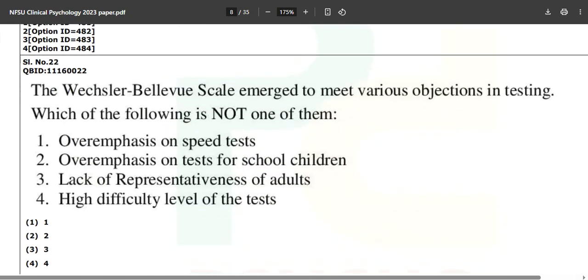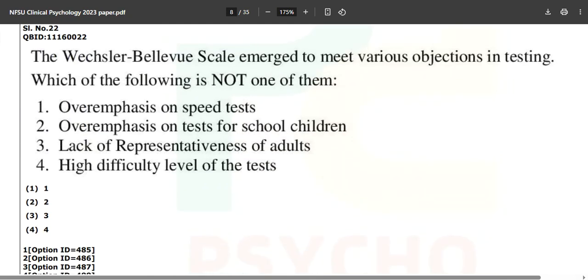Now moving forward to the next question. Again, the same topic. The Wechsler-Bellevue scale emerged to meet various objections in testing. Which of the following is not one of them?